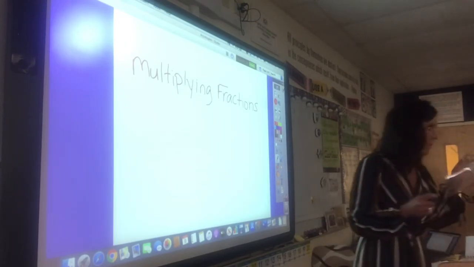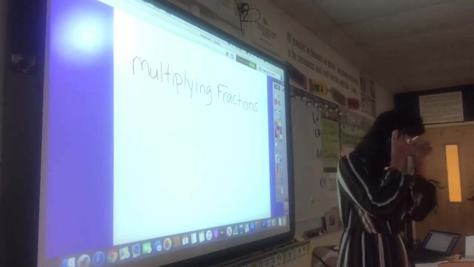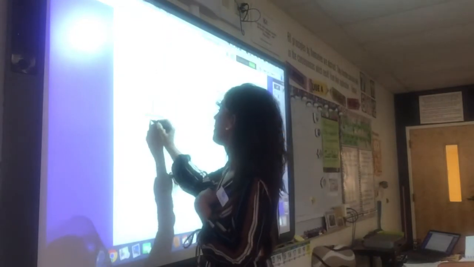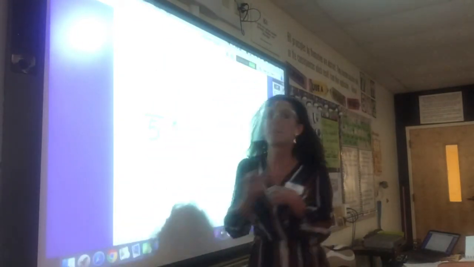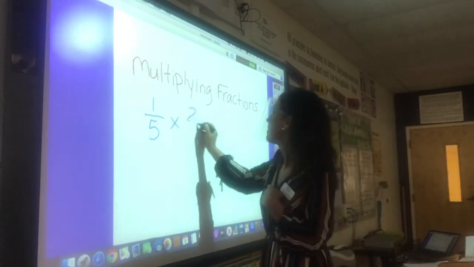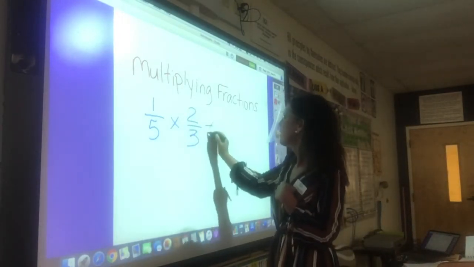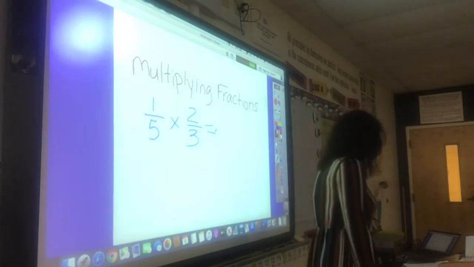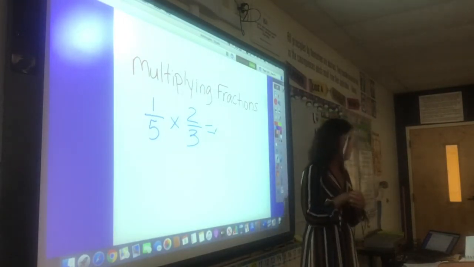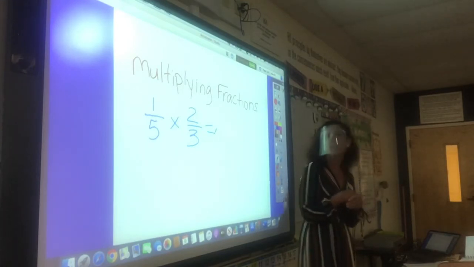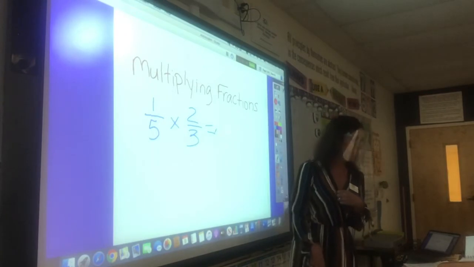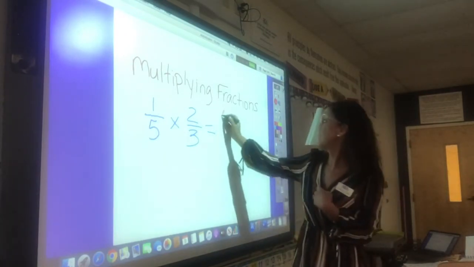Okay. Let's put this as our first example. So we're gonna put 1/5 times 2/3. Okay, all we do is multiply across the top and multiply across the bottom. So what do we get when we multiply across the top and we multiply across the bottom? Liana? 2/15. 2/15, so that's our answer.